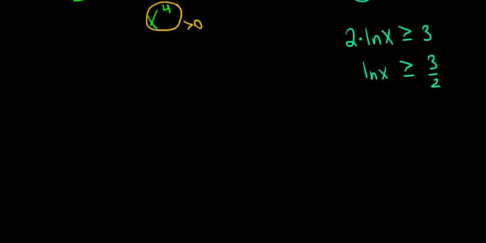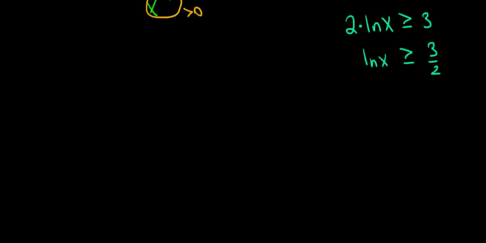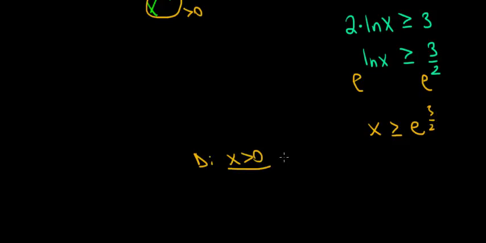How can we get rid of this ln? Well, remember, we can use the logarithmic property where we take e to the power of both sides, because e and ln will cancel out. So if we take e to the power of both sides, we would have that x has to be greater than or equal to e to the power of 3 over 2. And in our domain, we said that x has to be positive. Well, when x is greater than e to the power 3 over 2, x is positive, so our domain is satisfied, which is good.